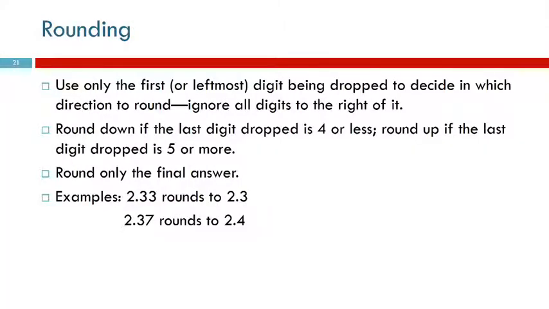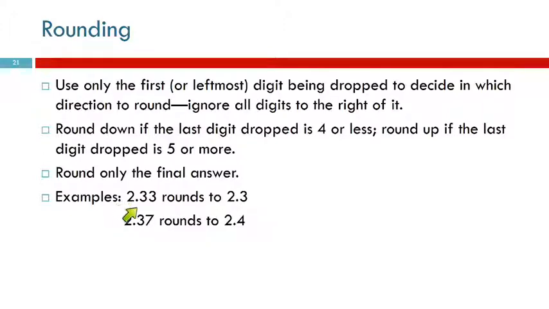When you round, you're only going to use the next digit that's getting dropped. You're not going to start at the end and work your way back. You're just going to keep it simple, just do the next digit. So if the digit that you're dropping is 4 or less, you round down. If the digit you're dropping is 5 or more, you round up. And again, only round the final answer.